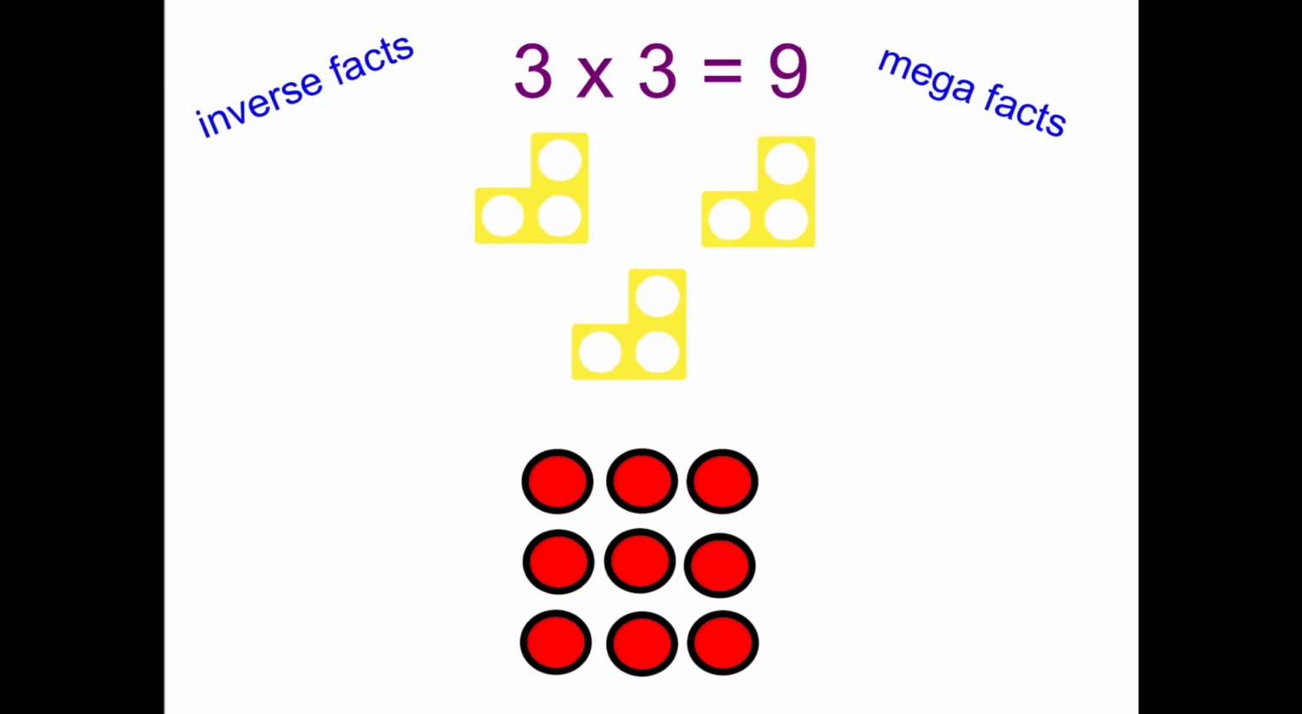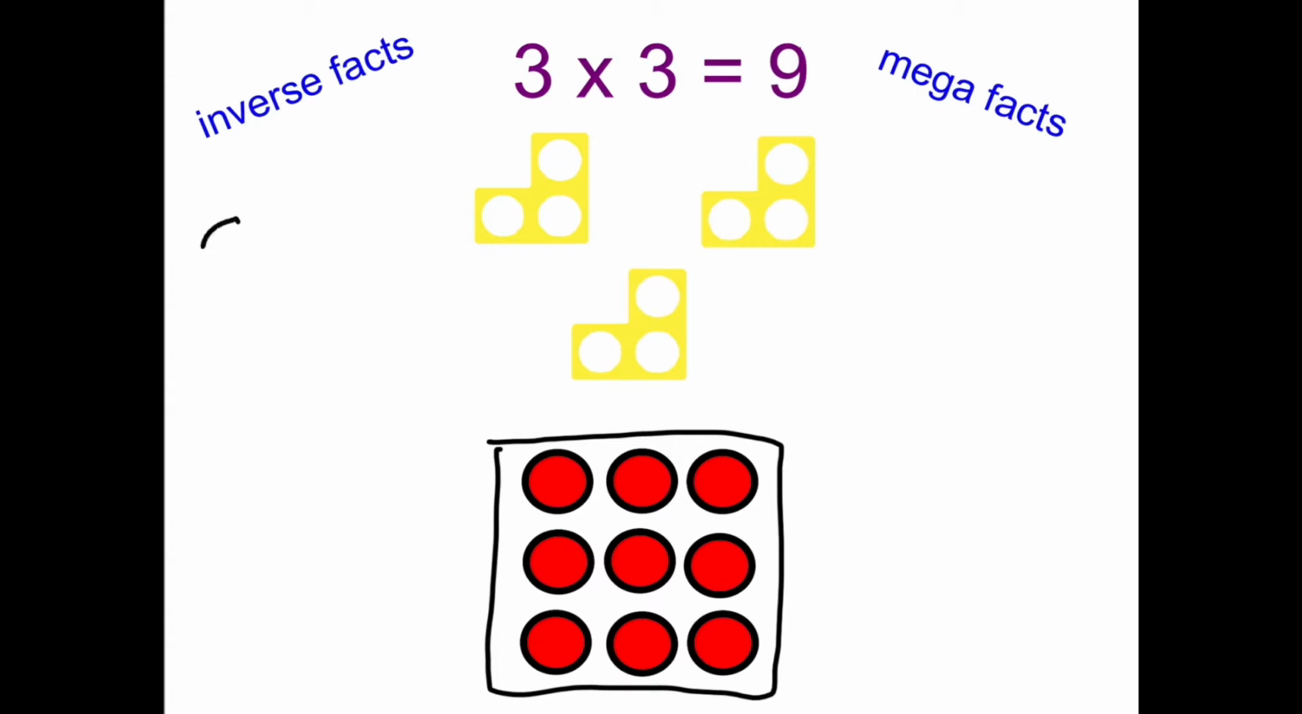So if you look at the picture down here, we've got 3 times 3 making a square number. So the inverse would be 9 divided into 3s, and if you look at the picture you can divide it that way, 3, 3, 3, or you could divide it that way and it will still be the same. You can't swap the little numbers because they're the same.